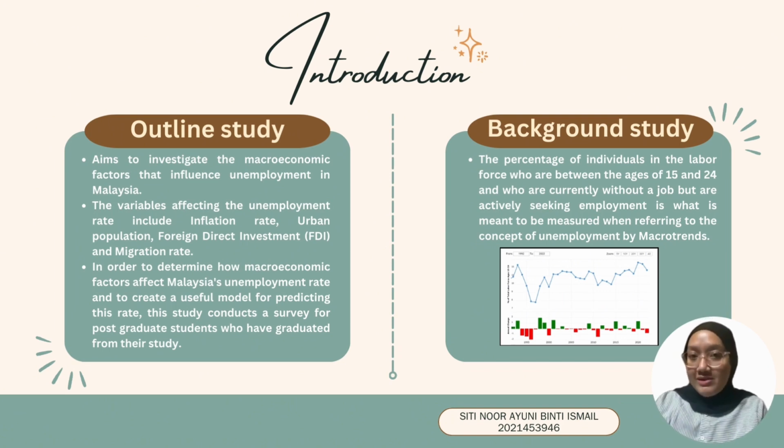Next is background of the study. The percentage of individuals in the labor force who are between 15 and 24 and who are currently without a job but are actively seeking employment is what is meant to be measured when referring to the concept of unemployment. From 2000 to 2001, unemployment increased. The rate declined significantly in 2002 and has fluctuated since then. A fall in 2010, a minor increase in 2011, and a big drop in 2011 indicate a positive trend.